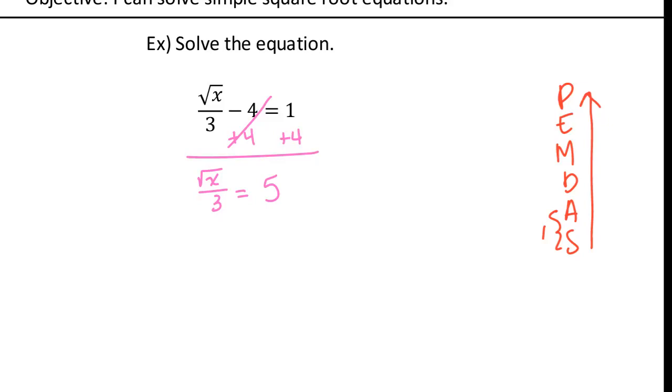Okay. Then what operation is this when it's a fraction? That's a division. So we have to then get rid of this division. That's the second thing we do. So what's the inverse of dividing by 3? Multiplying by 3. Multiply both sides by 3. Because remember, whatever you do to one side, you have to do to the other side. And then the 3's will cancel. We're left with the square root of x equals 5 times 3, which is 15.